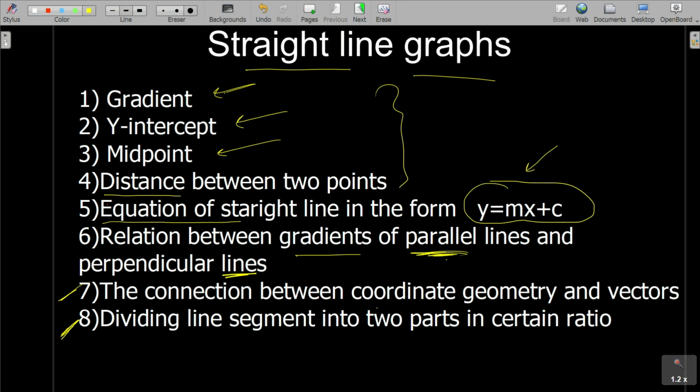The relation between coordinate geometry and vectors, and how to divide a line segment into two parts in a certain ratio. When we come to that, I will tell you what that means. So get ready and good luck.